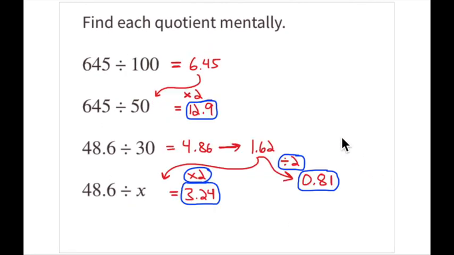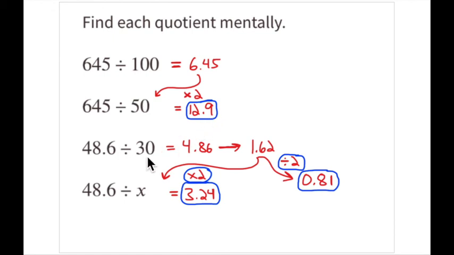And here it is, just quickly doing it mentally once again. So let's just go through this one more time. 645 divided by 100 is 6 and 45 hundredths. Now I'm going to divide by a number that's half the size, I'm going to get twice as much. So 2 times 6 and 45 hundredths is 12 and 9 tenths.